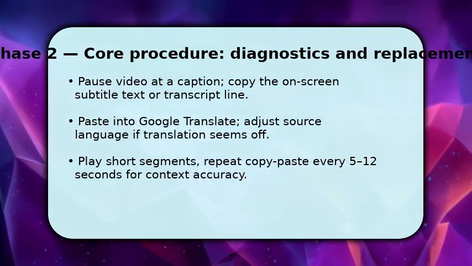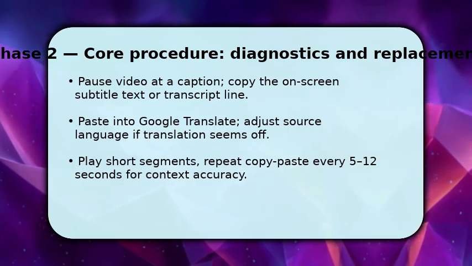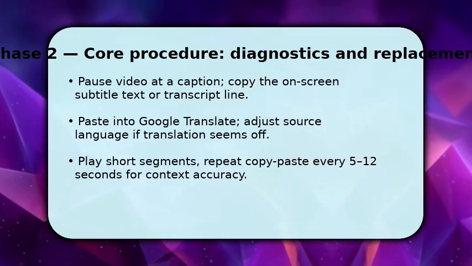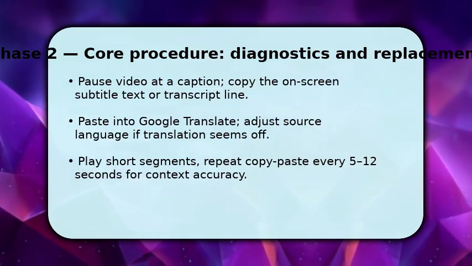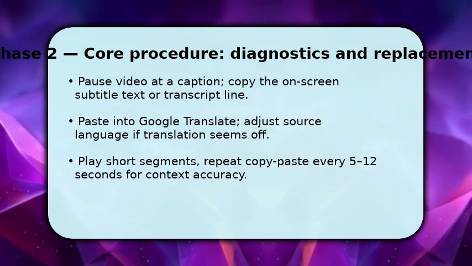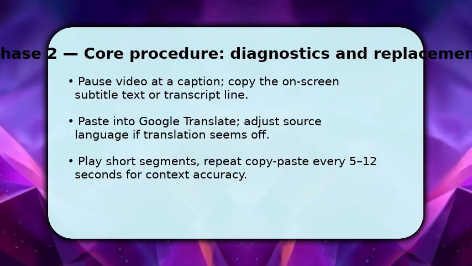Once pasted, glance at the source language. Change it only if detection is wrong. Play the next 5 to 12 seconds, then repeat. This pacing preserves meaning and syncs translations to speech. Keep segments short so idioms and timing stay correct, and you maintain flow.